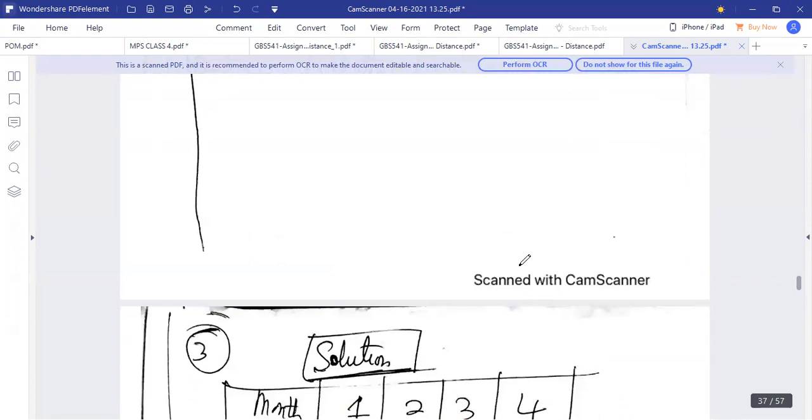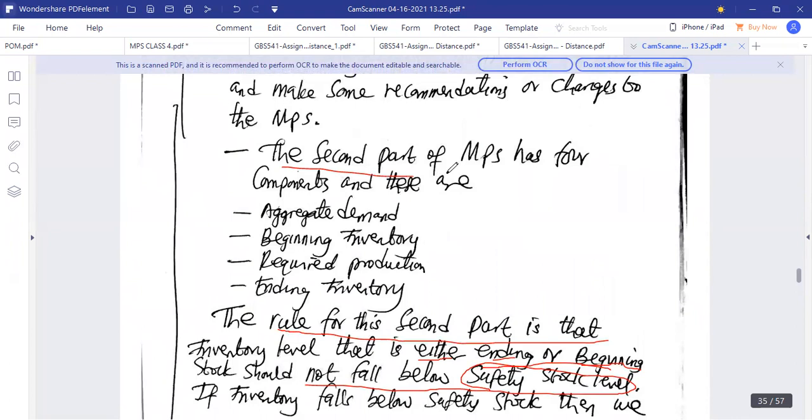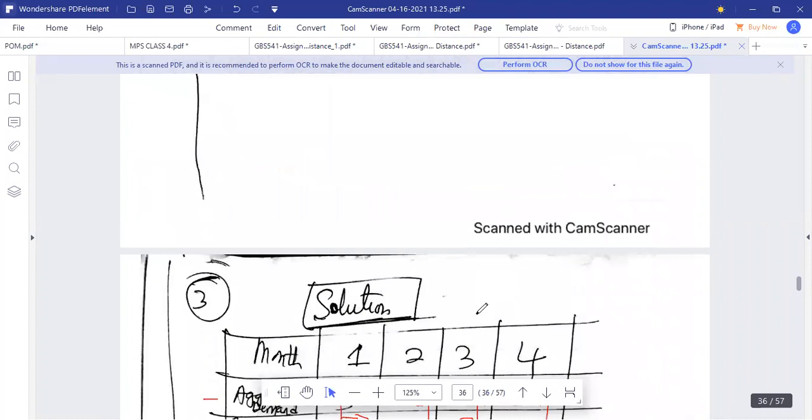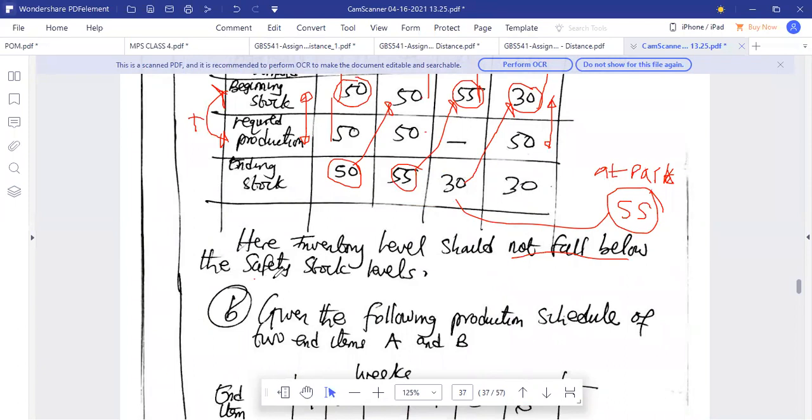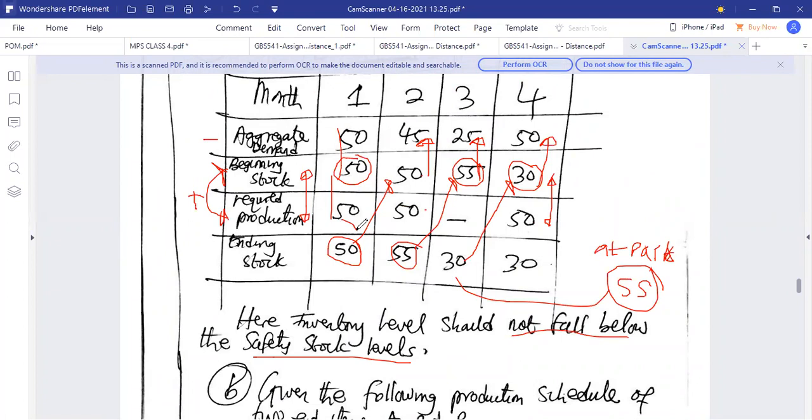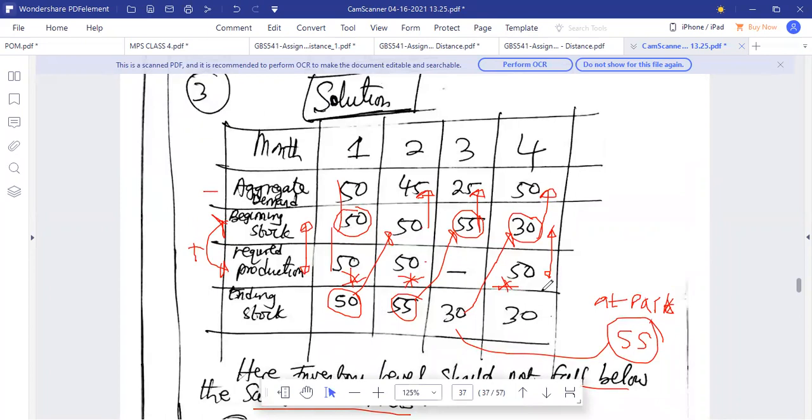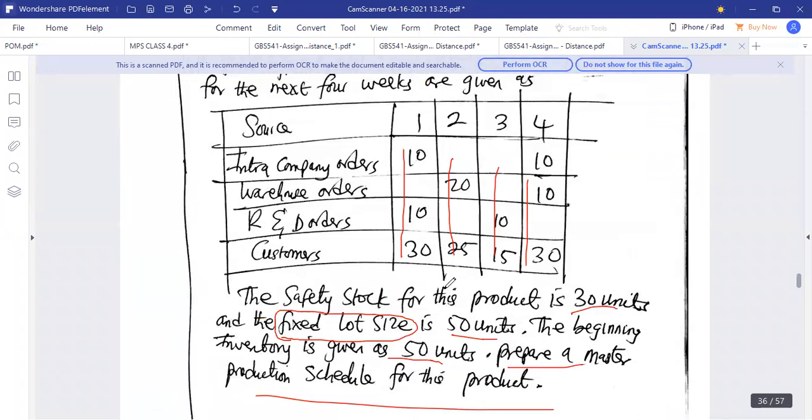that I explained here, which has the four components. The second part has these components here. Okay. So here, according to the rule, the game is that the inventory level should not fall below the safety stock levels. So we require production in week one, week three, and then you also require production in week four. So this is when we require the master schedule. All right, so this is about the lot sizing part of master schedule, which is the second part of it.